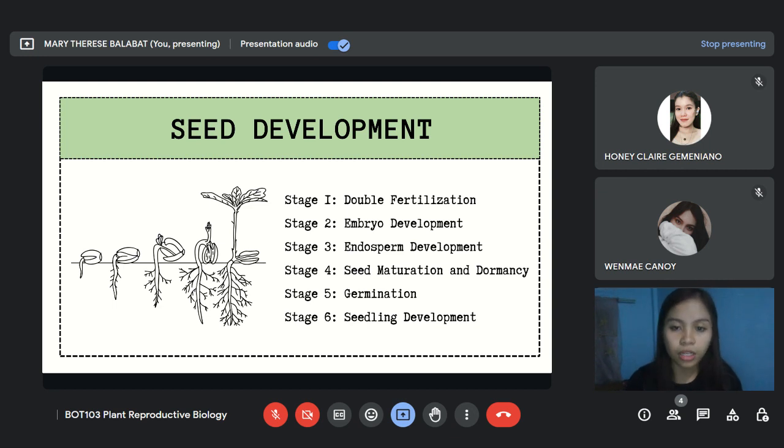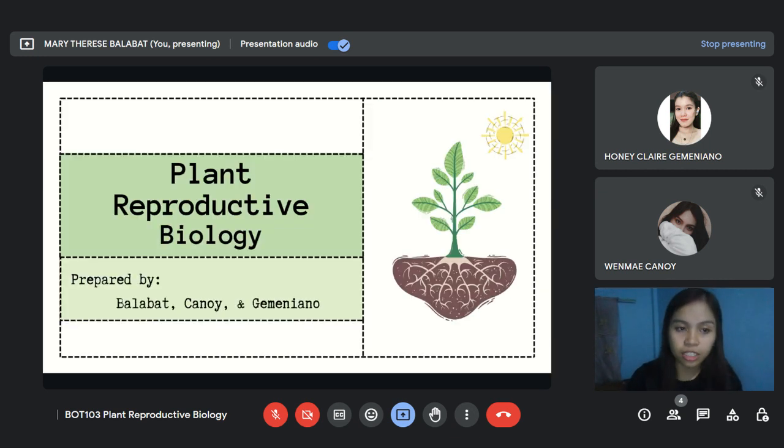So for stage 1, which is double fertilization, double fertilization is a unique process found in flowering plants that plays a vital role in seed development. It involves the simultaneous fertilization of two distinct cells within the ovule, leading to the formation of both the embryo and endosperm.